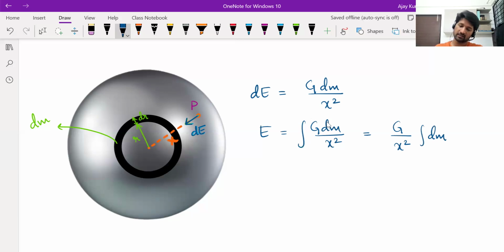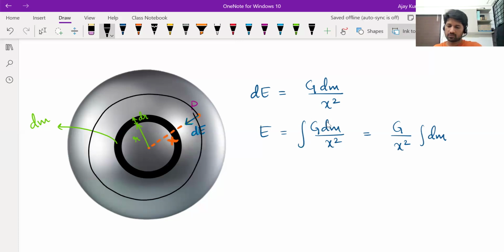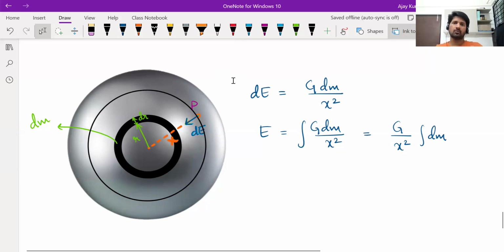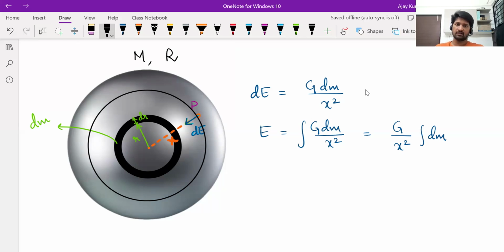But you have to integrate dm only up to a radius x, not beyond that, because only the mass enclosed within this radius will produce field at P. The shells beyond this radius will not produce field at P. So you have to find out how much mass is there up to that point P, means how much mass is there in a radius x. Total mass of the sphere is M in a radius capital R. How much mass is there in a radius x is what you need to find out.